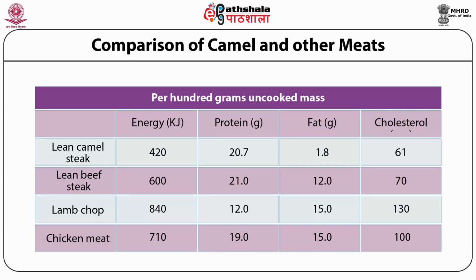Camel meat had similar protein and moisture percentage and lower fat and ash percentage than cattle meat. The protein content of camel meat was slightly lower than cattle, sheep, goat, and chicken meat. Camel meat had lower fat content than cattle, sheep, goat, and chicken and higher than fish meat.